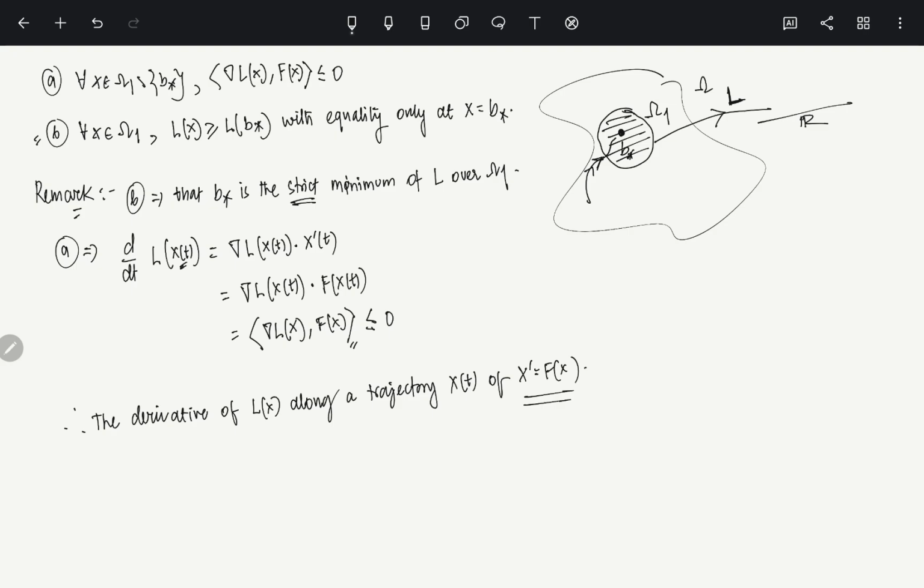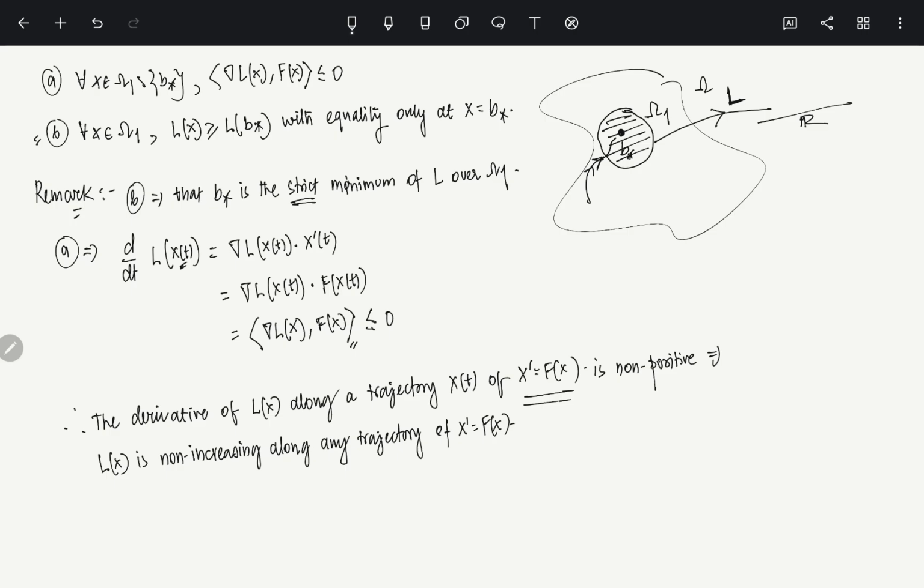So the derivative along the trajectory is non-negative, essentially, non-positive. Sorry, non-positive, which actually implies that Lx is non-increasing along any trajectory. So L of x is non-increasing along any trajectory of x prime equals f of x. I hope this is clear to you now.